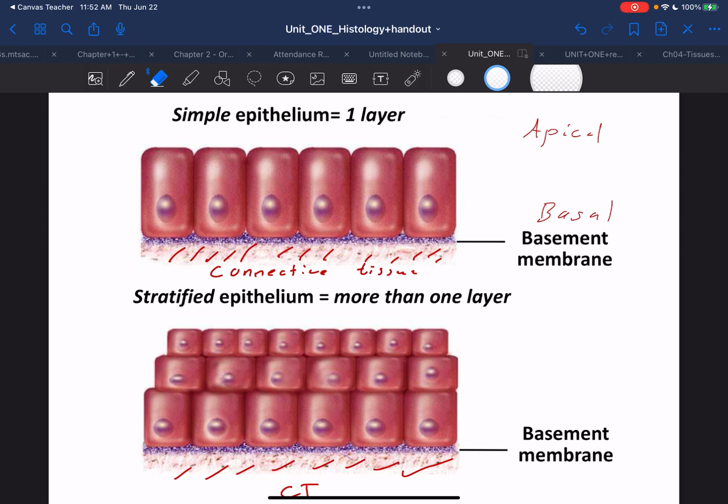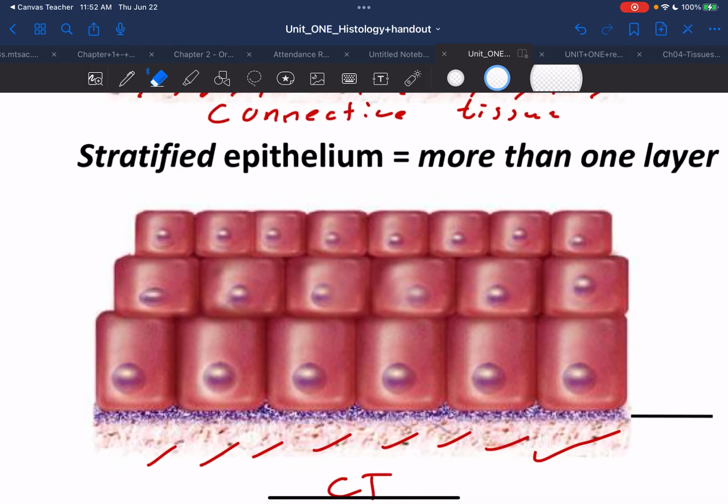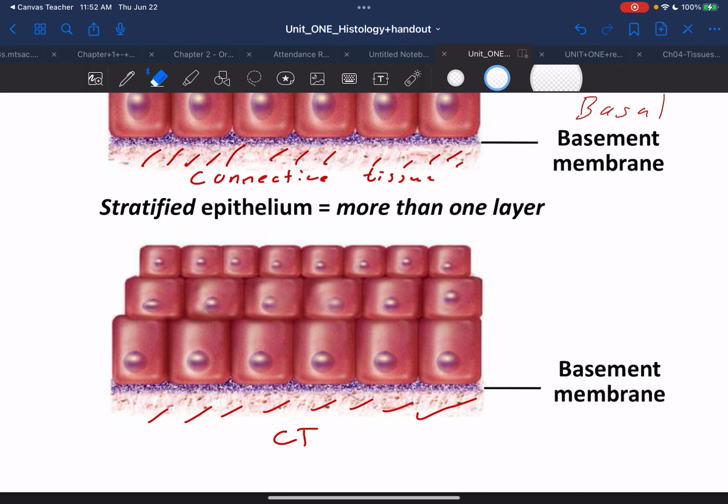Apical and basal. And so just quickly evaluating each tissue, I'll give you all a second to make sure you got it. Apical and basal. And it doesn't matter if there are different layers. This side is apical. This side is going to be basal. Nothing changes. Apical, basal.